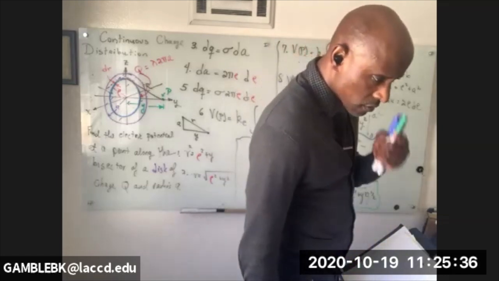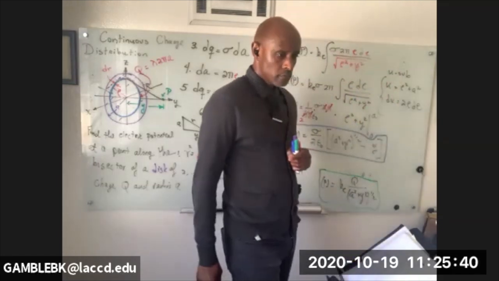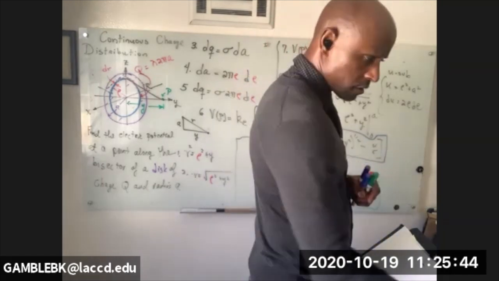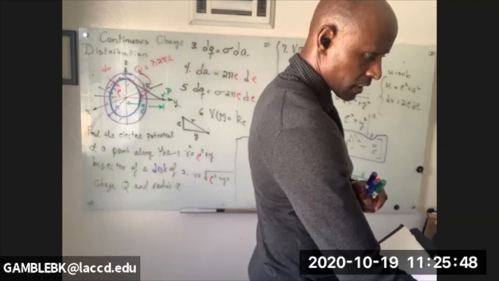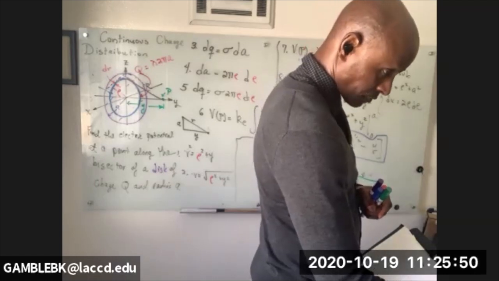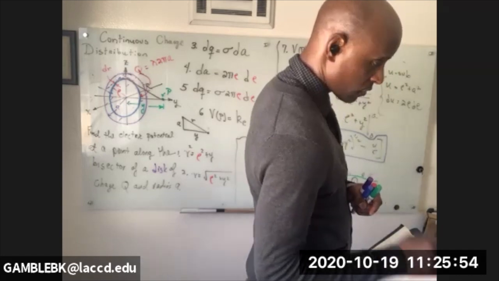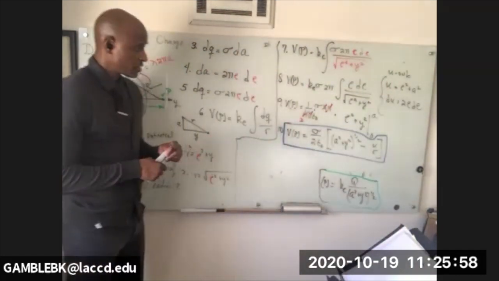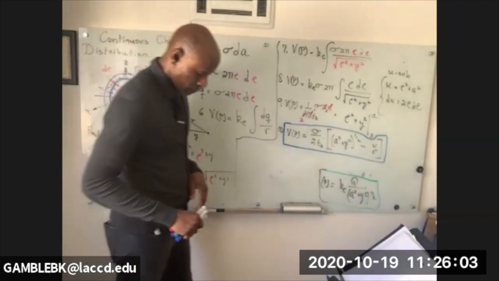What was that, Torres? Chapter 23? No, I think this chapter is 20. I'm looking at the digital text. Chapter 23 is Gauss's law, so we finished that last week. This is the next chapter, chapter 24, electric potential. So now we finished this.